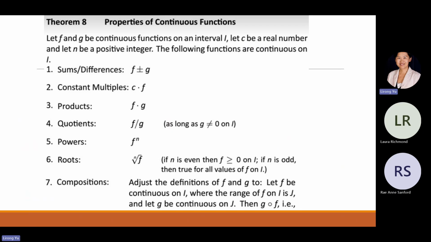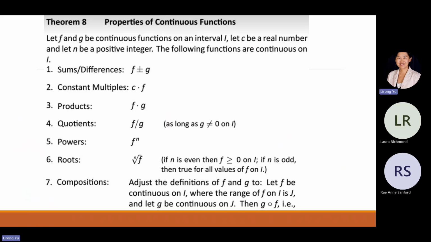Subtract two continuous functions, that's also a continuous function. Essentially, since summation or differences create a new continuous function, it doesn't really change the continuity. Number two, if you multiply a number c to your function, that's still continuous. Number three, if you multiply two continuous functions, that's still continuous. So you see, we're basically doing an algebra on functions and talking about the continuity.